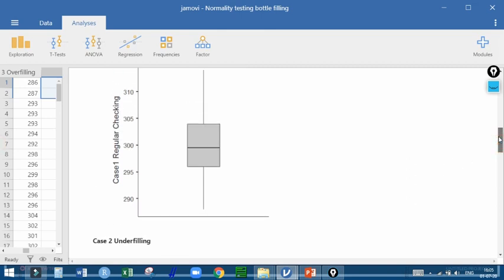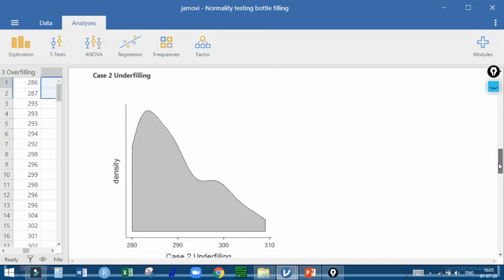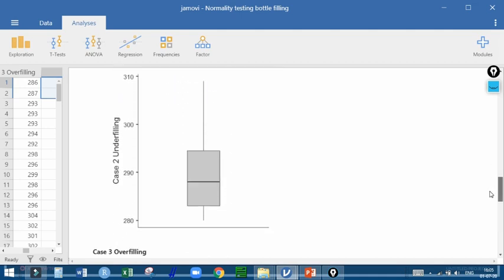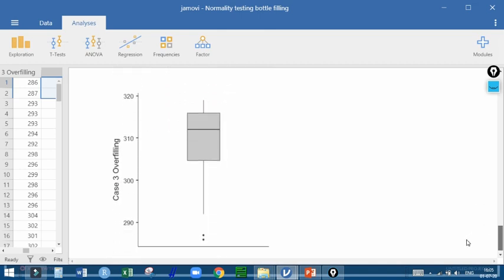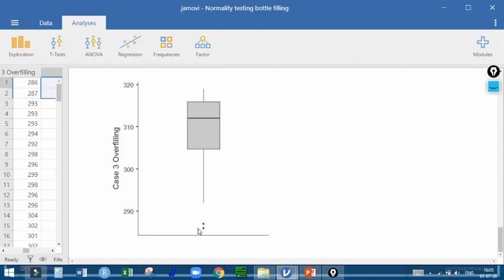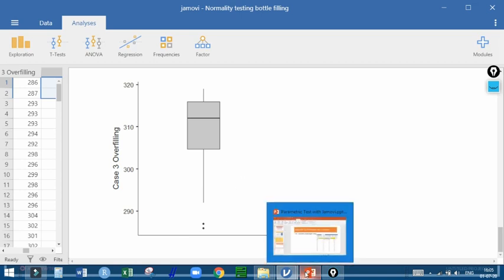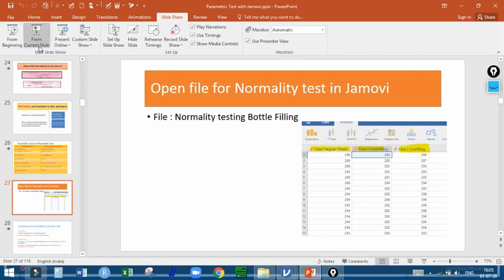In the box plot for case 1, regular checking, you can see no outlier is there. In the case of underfilling, this is the density plot of case 2, underfilling, and this is the density of case 3, and you can see these dots are outliers in our data set. I have pasted this box plot in my PPT. Let's look at it. I have shown you how to prepare a box plot.